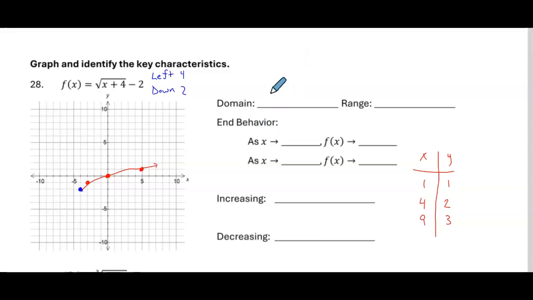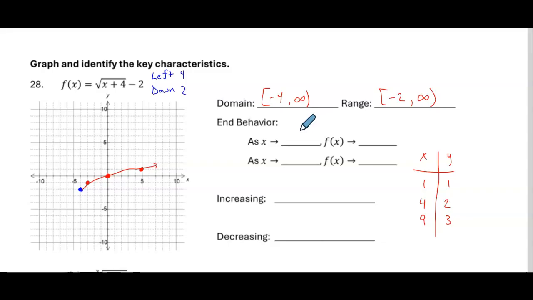So domain is going to be from this blue dot to the right. And I need to include that number because it was an endpoint. So I'm going to include -4, and I'm going to go off to infinity. For the range, I need to include -2 and go off to infinity. So I'm starting at -2 and going up. Because it touched that dot, I need to show that with a bracket.